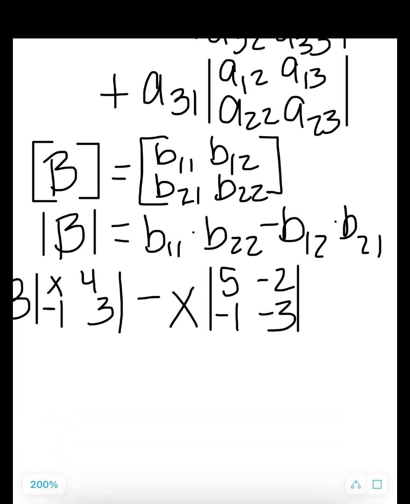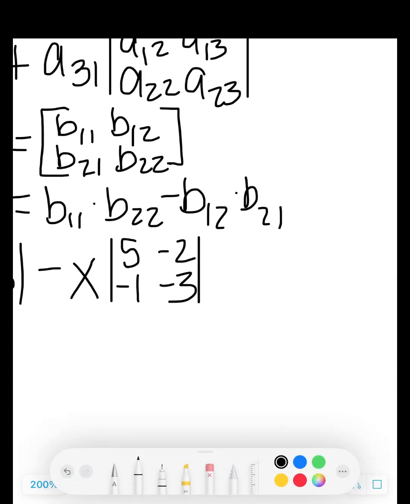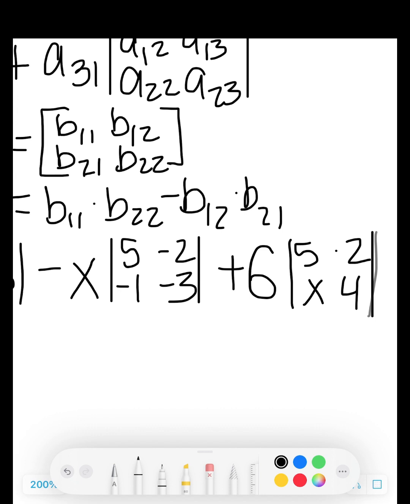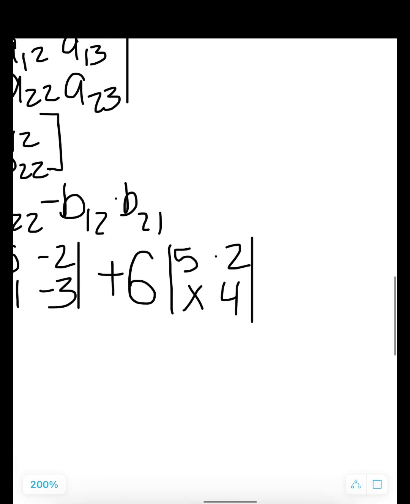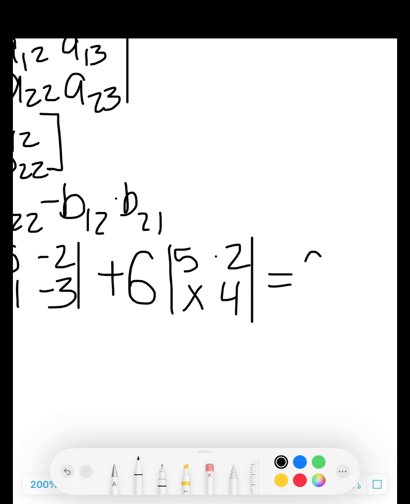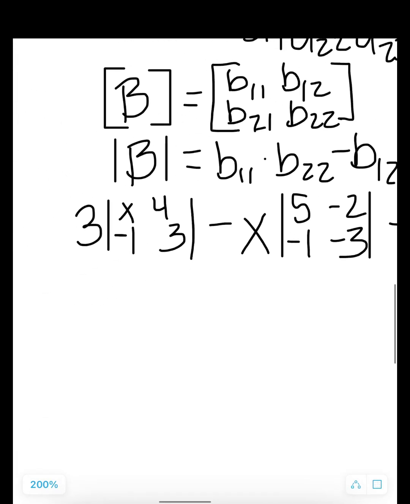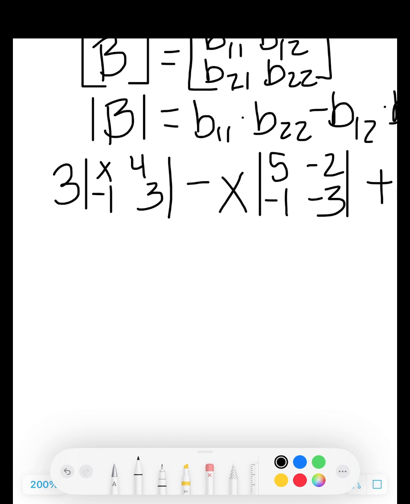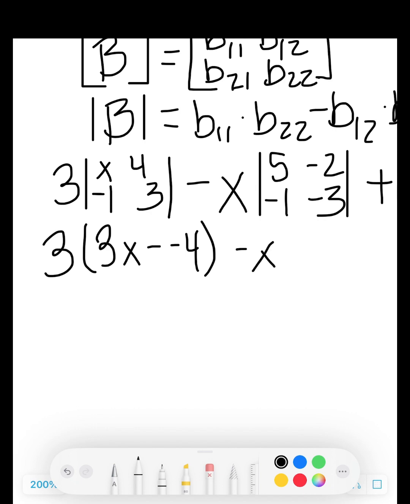And then one more. Last value in the first column was a 6 times our new matrix of 5, negative 2, x, and 4. And we said that in order for it to be non-invertible, this has to equal 0. So let's start working on these mini determinants. So we'll have 3 times, and we're going to multiply these and subtract them. So x times 3 gives me 3x, minus 4 times negative 1 gives me a negative 4. Then we're going to have a negative x.